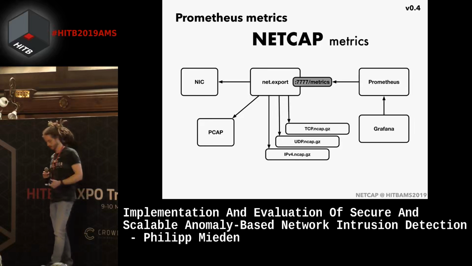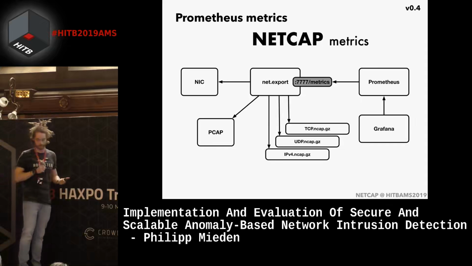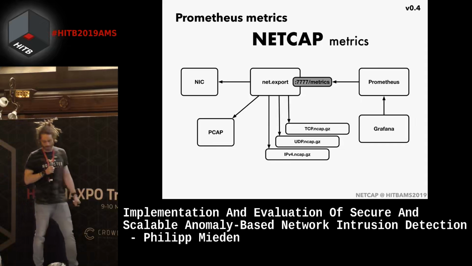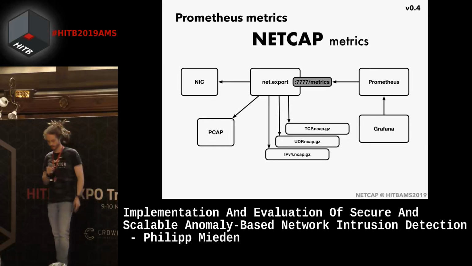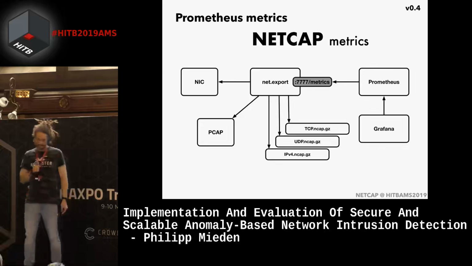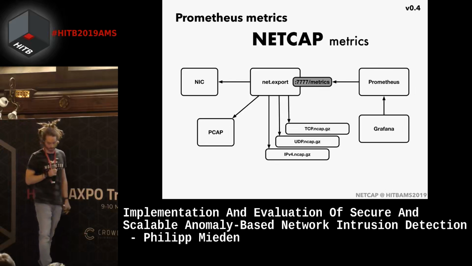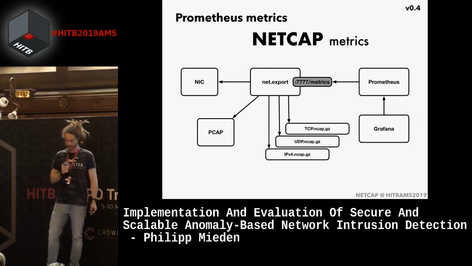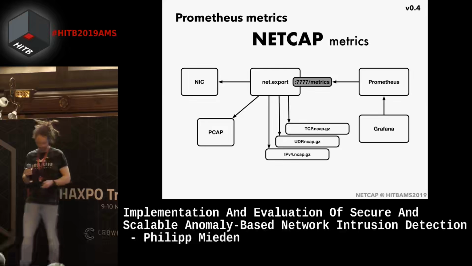So you have the net.export command line application. You can attach it either to the network interface and do it live, or read a PCAP file, or you can export audit records files that you previously captured. And you just expose it at a certain port. You have a handler that exports metrics, and you configure a Prometheus daemon to scrape that one, and then you configure a Grafana to scrape the Prometheus, and then you can visualize it in Grafana.